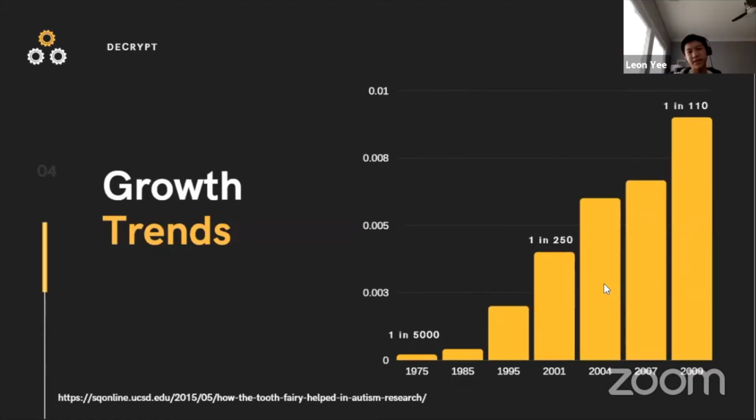As you see here, this trend is only for autism. From 1975 to 2009, the probability of autism increased from 1 in 5,000 to 1 in 110. And you can see here that this is a massive growth and it doesn't seem to be slowing down. And that means that this is a serious problem that we need to address.